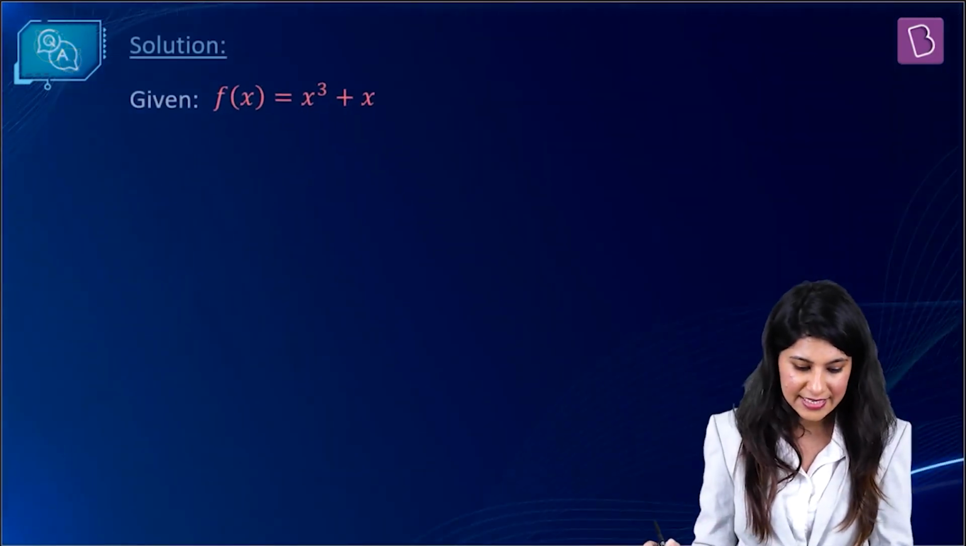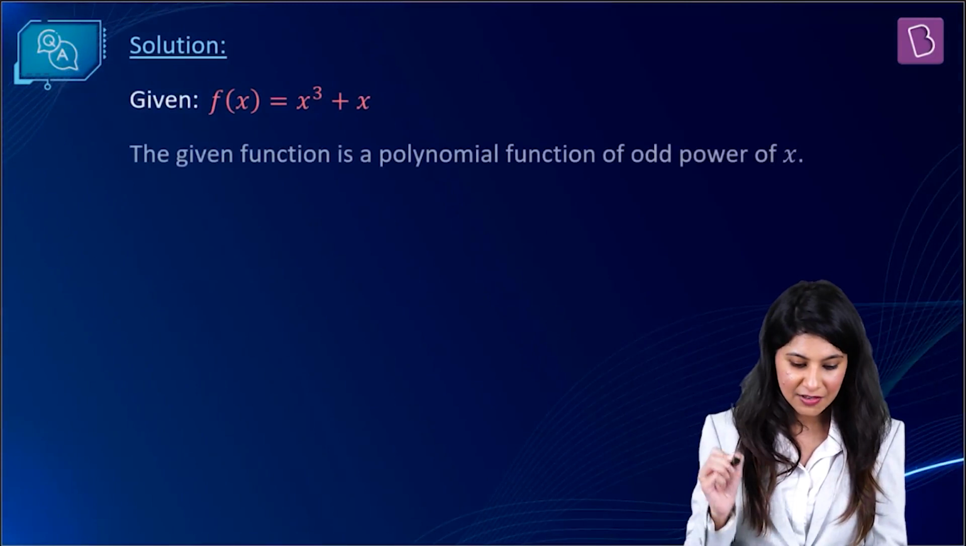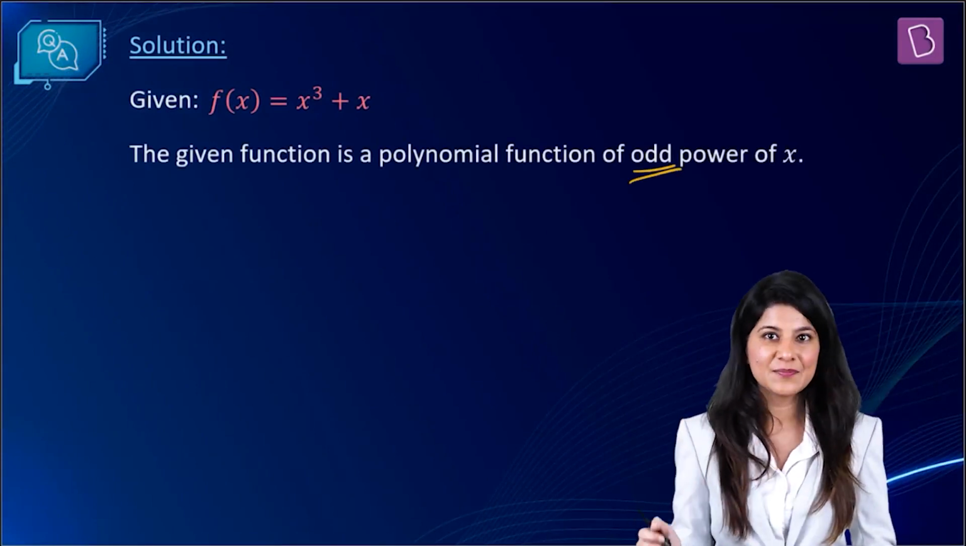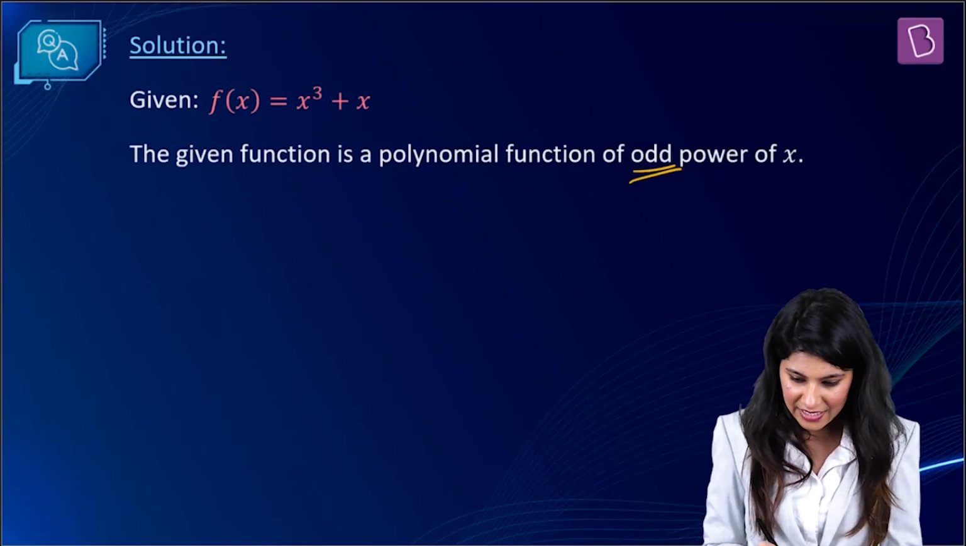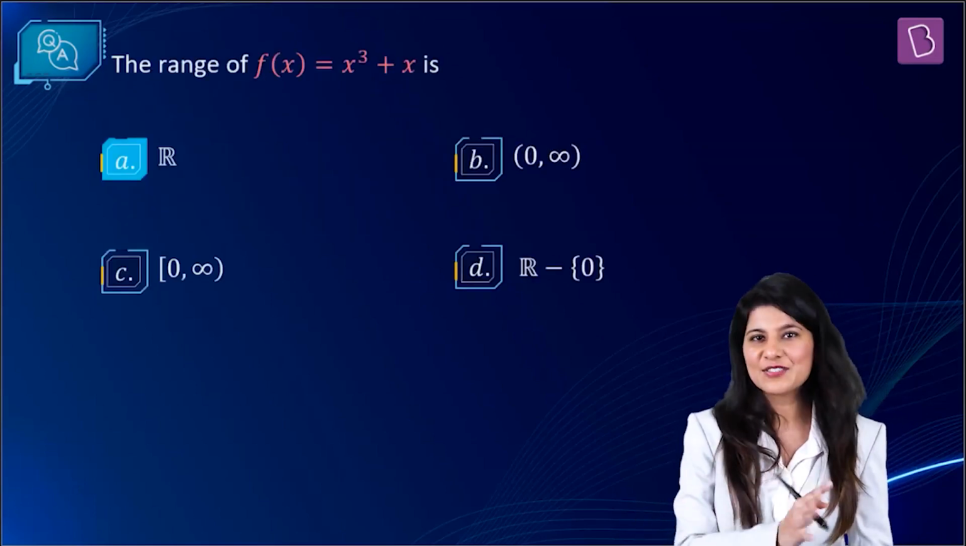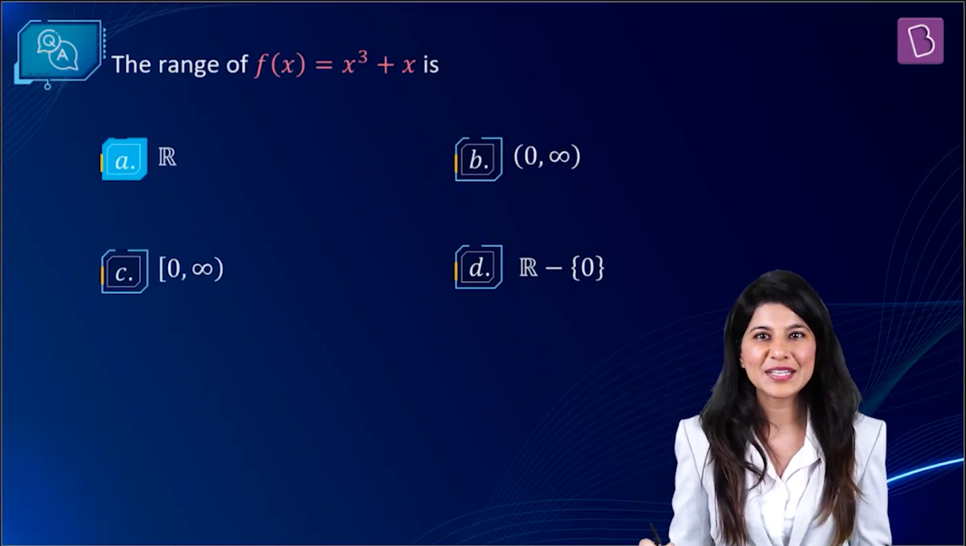Let's write it down nicely. We have this function with us, and the given function is a polynomial function of odd power of x, right? Cubic polynomial. And then the range of the given function is what? All reals. Already discussed, option A is the right answer. Sorted?